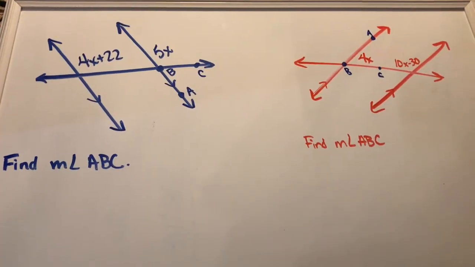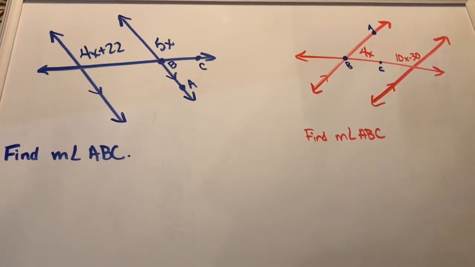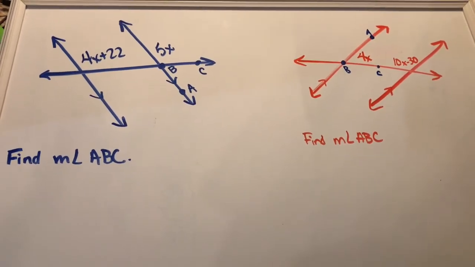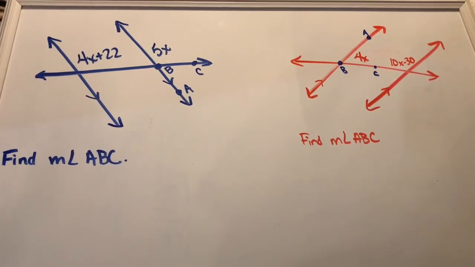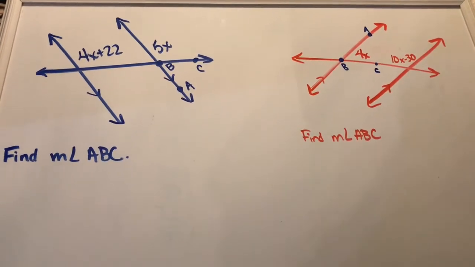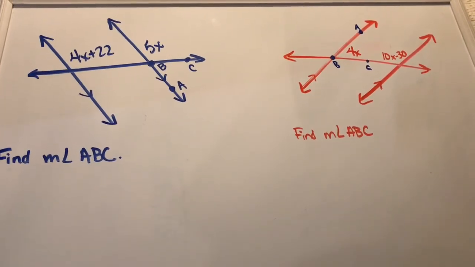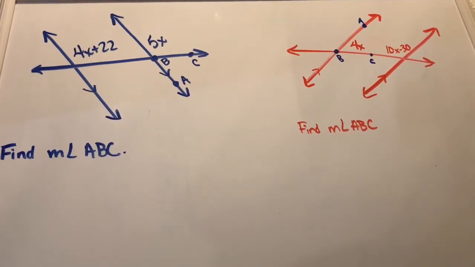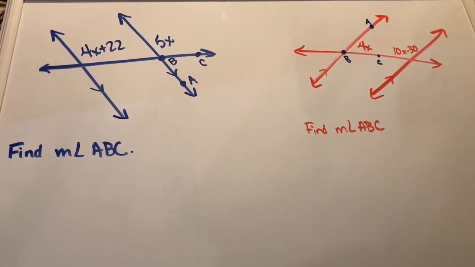So, since we know that when the lines are parallel and cut by a transversal, the corresponding angles are congruent, alternate interior angles are congruent, and alternate exterior angles are congruent, and same side interior angles are supplementary, do you think you could set up equations to solve these two problems? Pause your video and give it a shot.